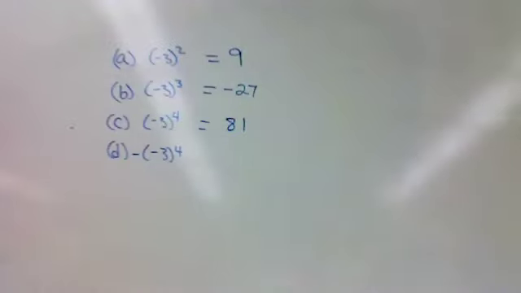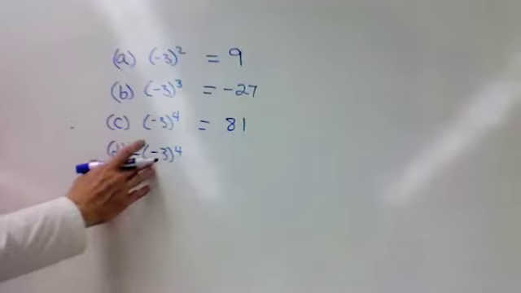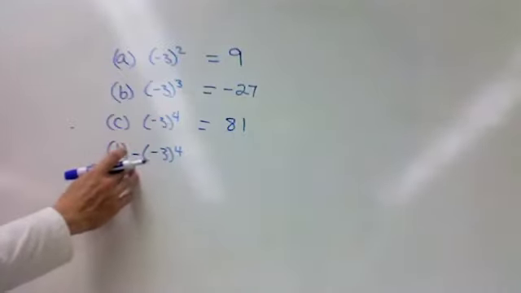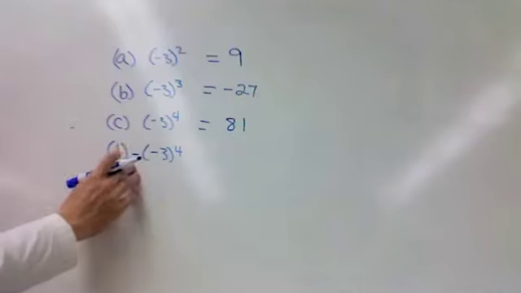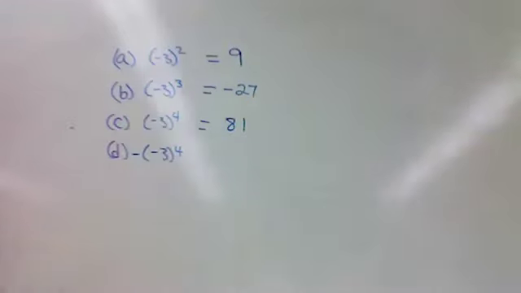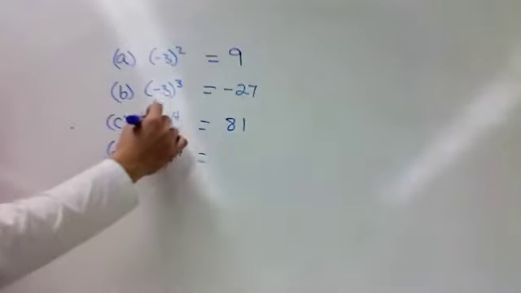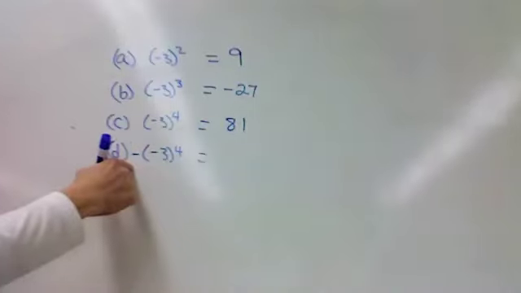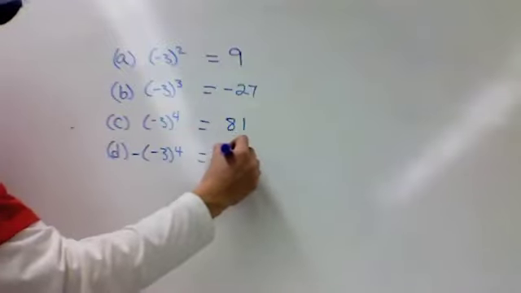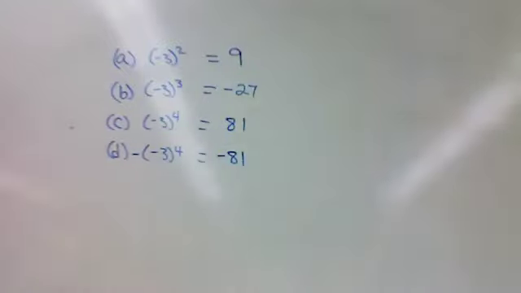Now for D, this is where you've got to be a little careful. We have the same thing here, except we have a negative sign on the outside. So we're wanting the opposite of negative 3 to the fourth power. Since we know that negative 3 to the fourth power is 81, we're going to go ahead and tack that negative sign onto it, and we're going to get negative 81 as our final answer.